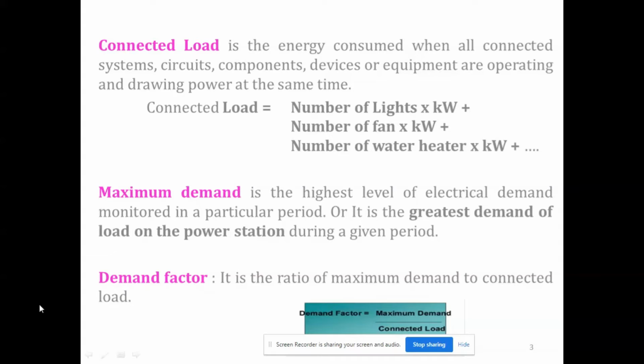The next definition is maximum demand. It is the highest value of electrical demand monitored in a particular period. Or the other definition, it is the greatest demand of the load on the power station during a given period. Demand factor, it is the ratio of maximum demand to the connected load. So demand factor is maximum demand by connected load.